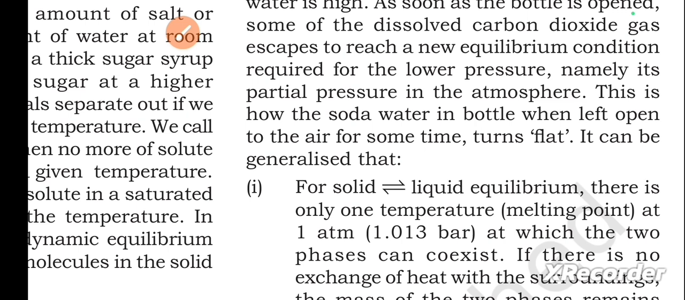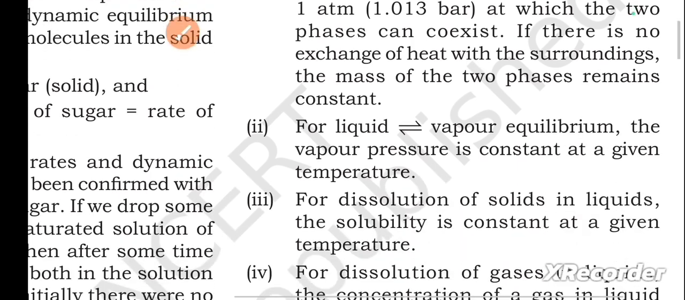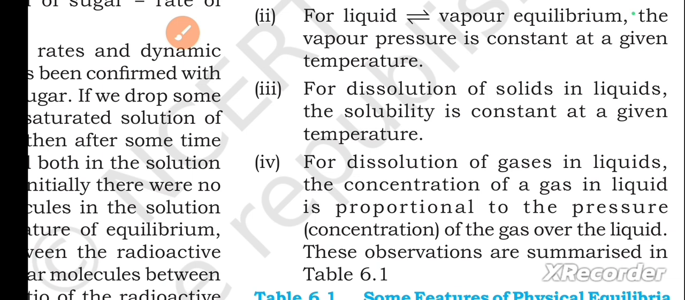It can be generalized that, first, for solid to liquid equilibrium, there is only one temperature, the melting point at 1 atm, at which the two phases can coexist. If there is no exchange of heat with the surroundings, the mass of the two phases remains constant. Second point, for liquid to vapor equilibrium, the vapor pressure is constant at a given temperature. Third point, for dissolution of solids and liquids, the solubility is constant at a given temperature.